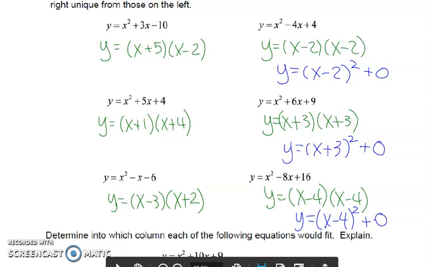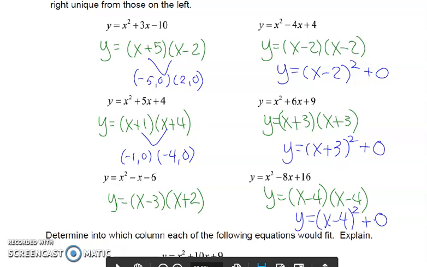The ones on the left, because the factors are different, in factored form we can tell where the zeros are, and these would have two different zeros. So the first one would have zeros of -5 and 2. The second one's zeros would be -1, which makes the first parenthesis 0, and -4 for the second.